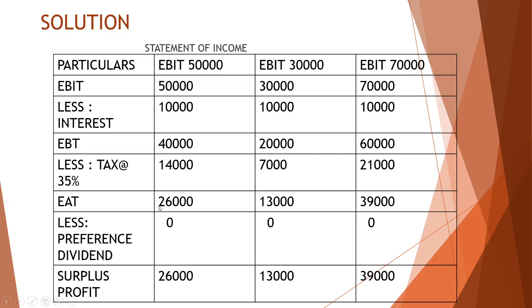Earnings after tax is 26,000. In this case, preference dividend is not there. That is, there is no preference share capital, so there is no question of dividend. It is 0. So the earnings after tax itself becomes the surplus profit. So surplus profit is equal to 26,000.